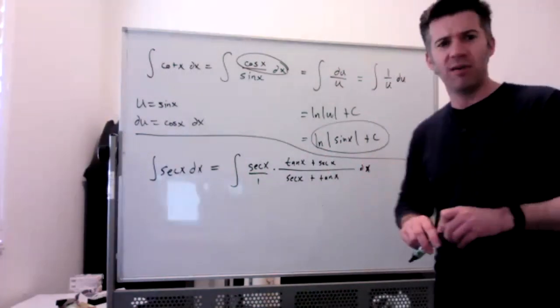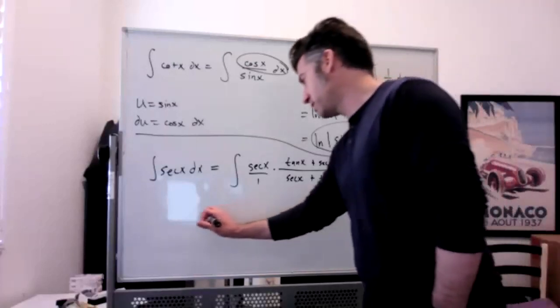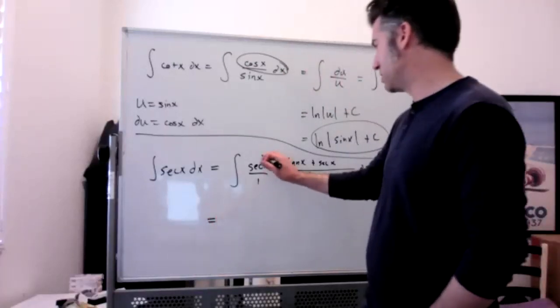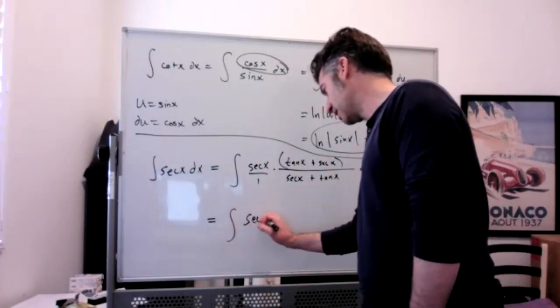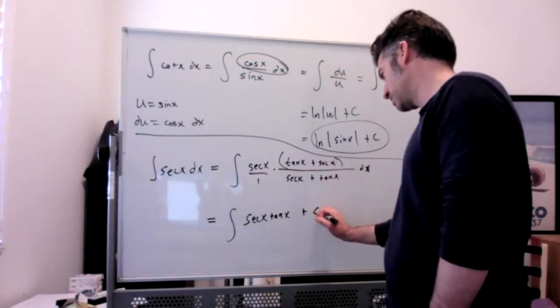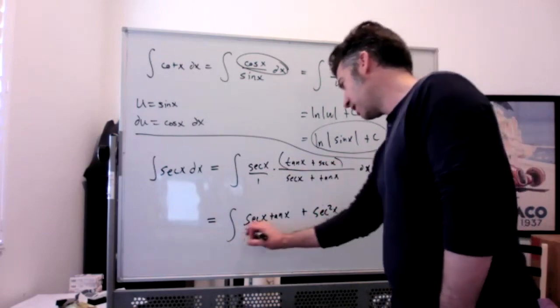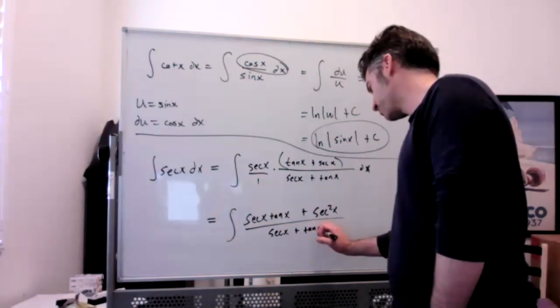But then they're like, oh, but there's another easier way of doing it. So we're going to do it this way. I'm going to distribute secant through. So secant times tangent is secant x tangent x, and secant times secant is secant squared x. And the denominator is still just secant x plus tangent x.